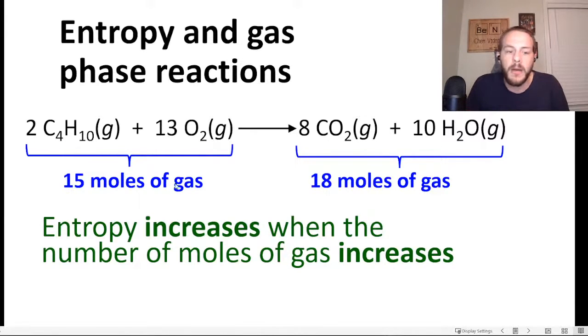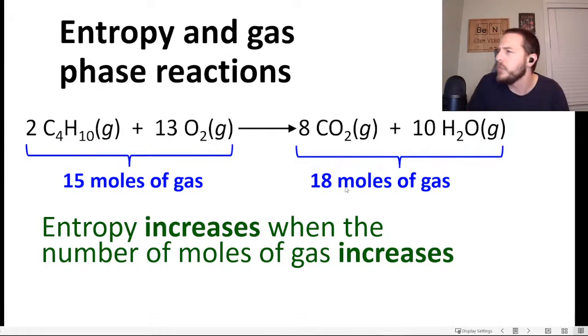So the rule of thumb here is that entropy increases when the number of moles of gas increases, right? So if you're going from fewer moles of gas to more moles of gas, as we are in this case for the combustion of butane here, then the sign of delta S would be positive. Entropy would increase in this situation for this particular reaction.